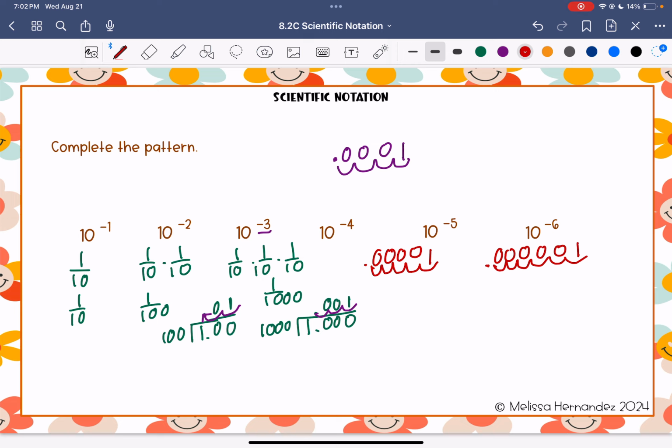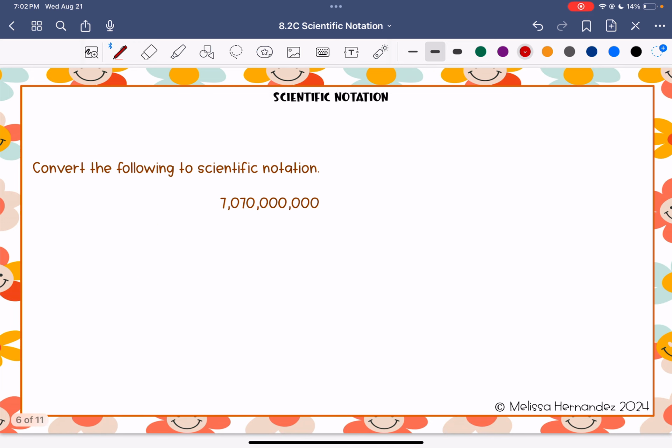Now, you don't have to trust me. You can put this in a calculator and it'll give you the same answers. It's just an easier way to do this. And some of you probably already noticed the patterns. Okay, so now let's actually practice.